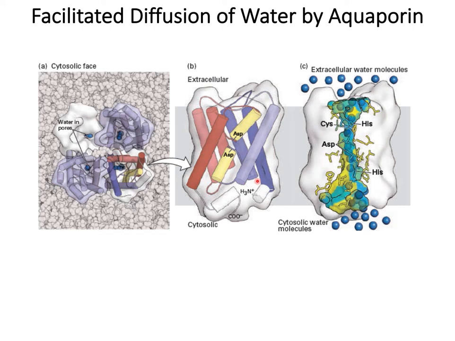The one shown in the picture is a tetrameric protein having 4 identical subunits, and each of them has a hydrophilic water channel, and the water is shown with this blue dot right here. The outside of this structure contains hydrophobic amino acids to interact with the phospholipid bilayer.